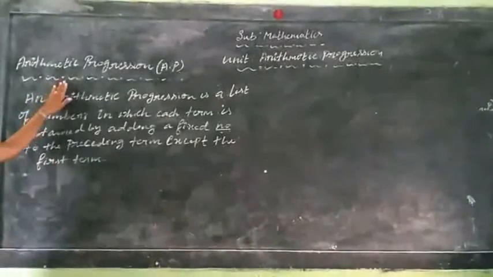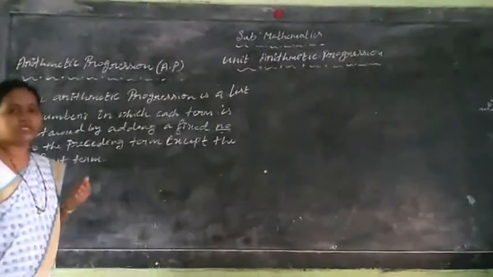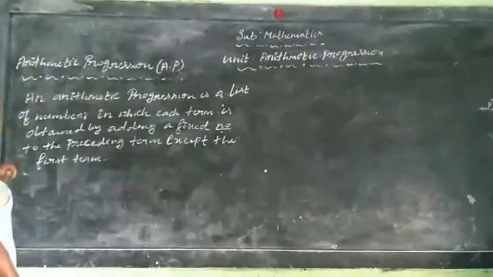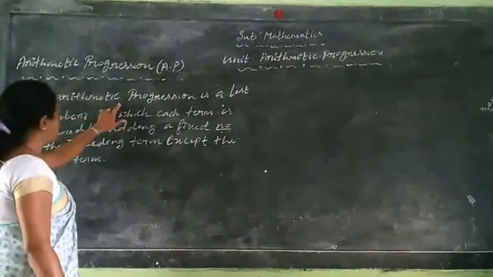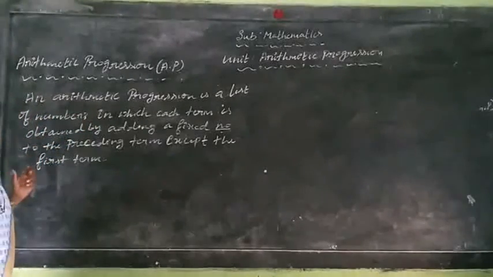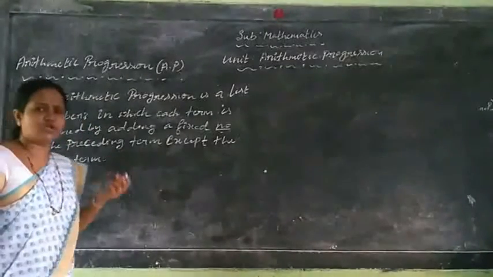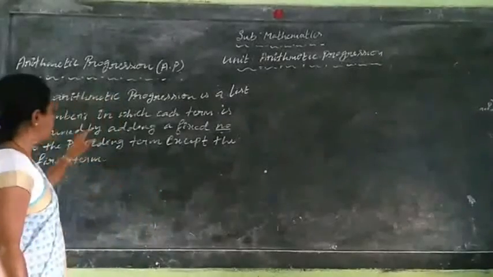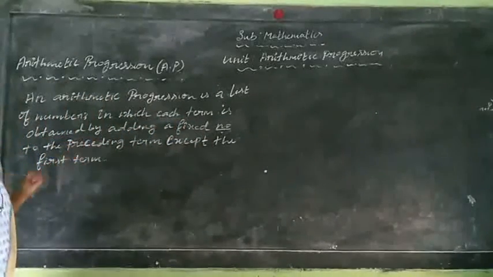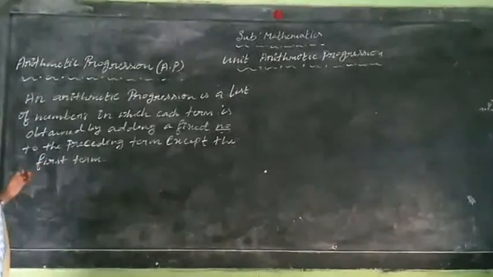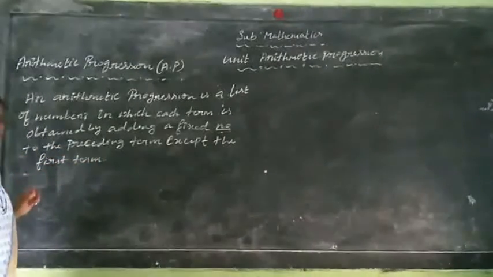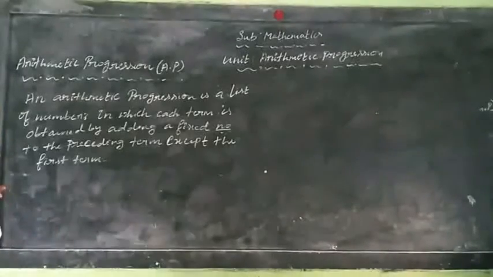Now we shall study about the arithmetic progression. So first we shall study the meaning of arithmetic progression. An arithmetic progression means, children, it is a list of numbers. It may be any number, natural number, whole number, whatever numbers, in which each term is obtained by adding a fixed number to the preceding term except the first term. So it is a list of numbers.